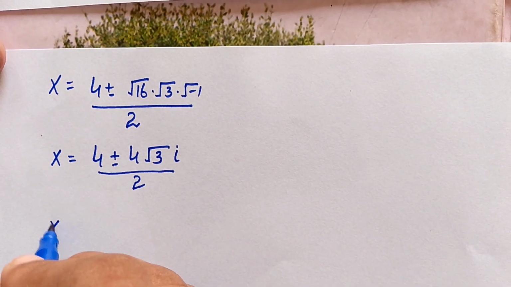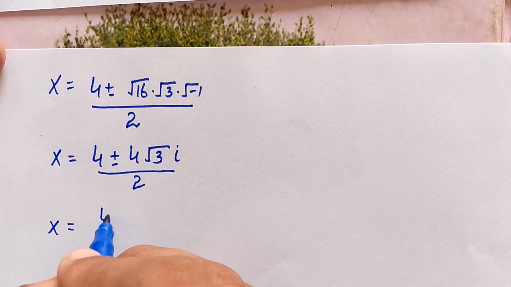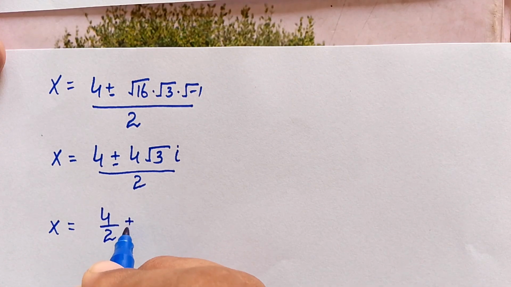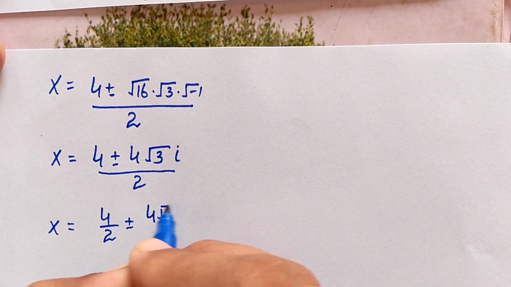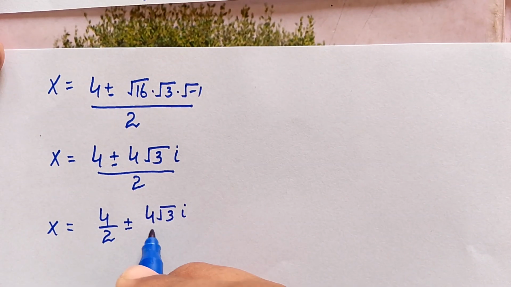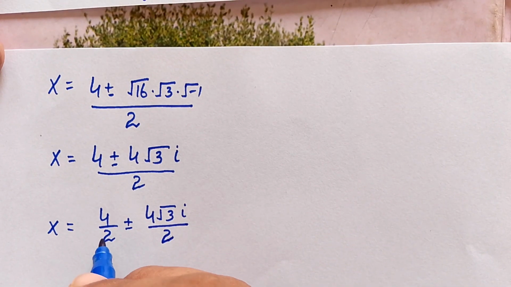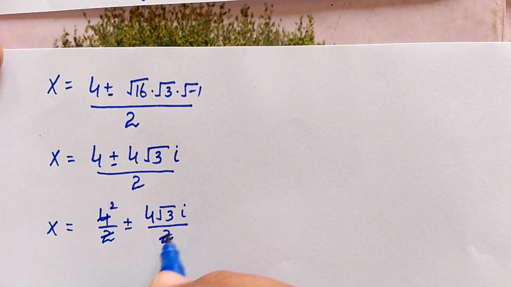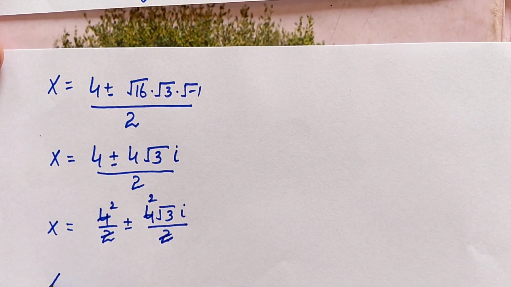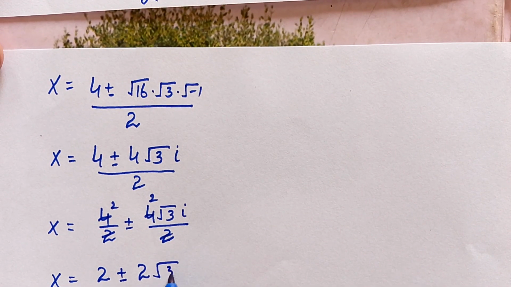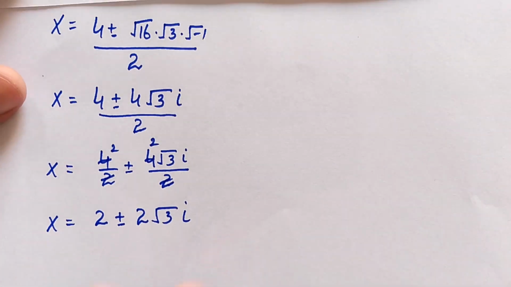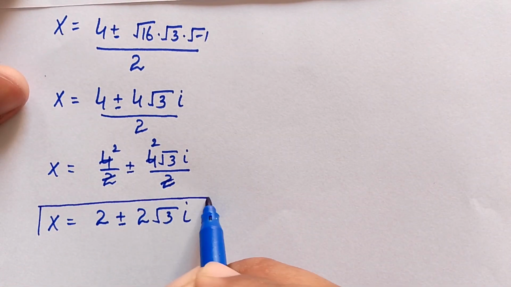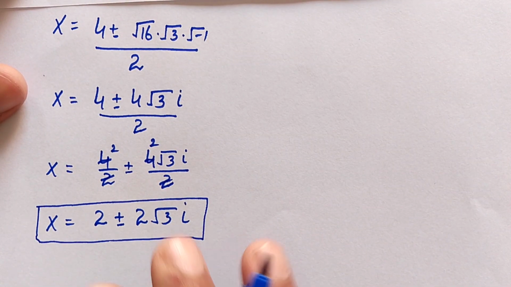x is equal to 4 divided by 2 plus minus 4 times square root of 3i divided by 2. 2 times 2 is equal to 4 and 2 times 2 is equal to 4. So here x is equal to 2 plus minus 2 square root of 3i. So this is the complex solution and the value of x.